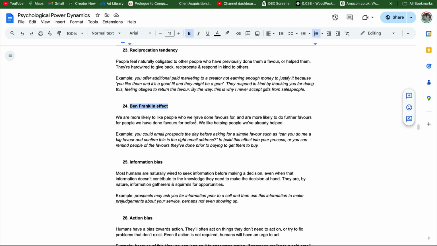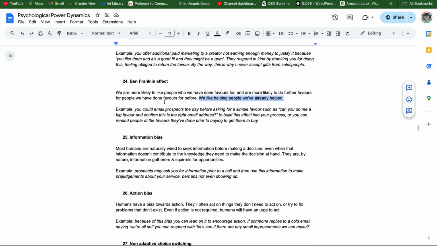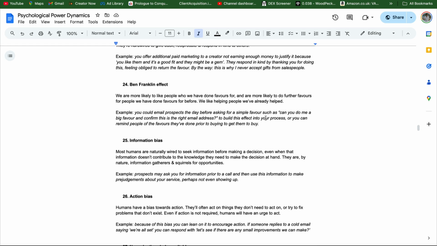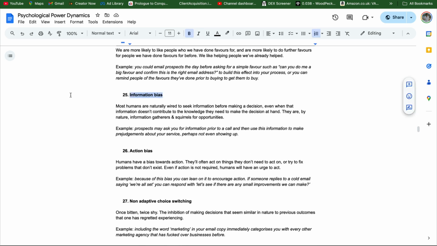We're more likely to like people who we have done favors for, and are more likely to do further favors for people we have done favors for before. We like helping people we've already helped. Example, you could email prospects the day before asking for a simple favor, such as, can you do me a big favor and confirm this is the right email address, to build this effect into your process. Or you can remind people of the favors they've done prior to buying, to get them to buy, right? So that's really powerful.